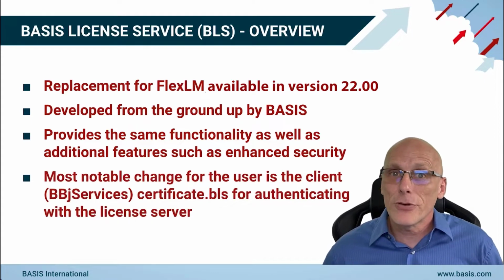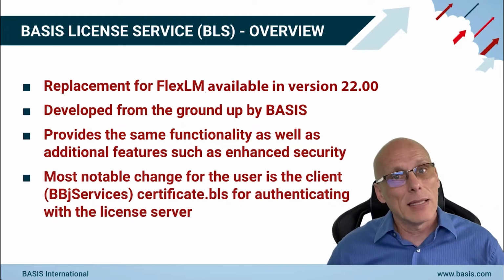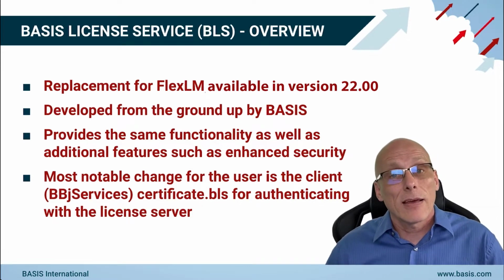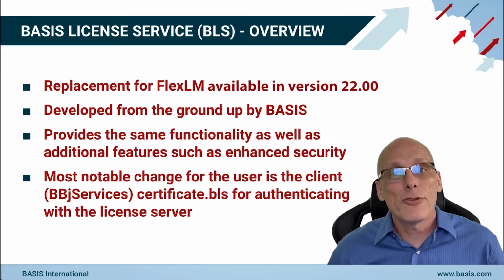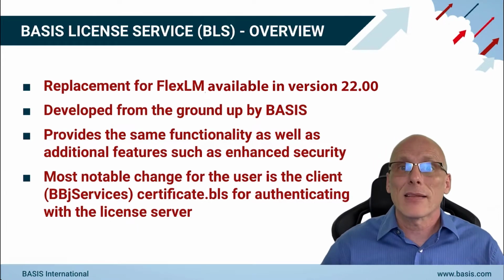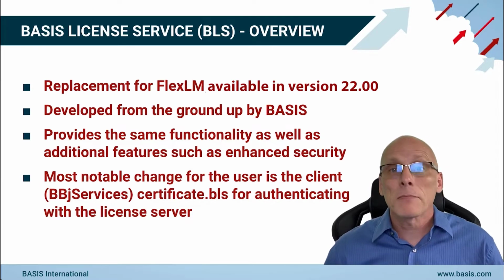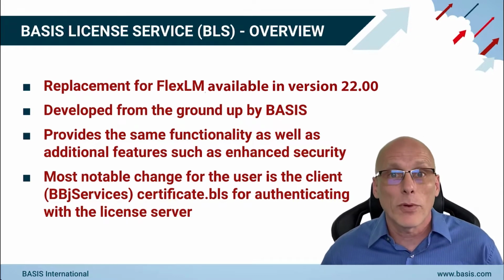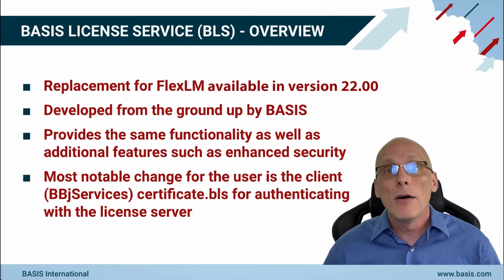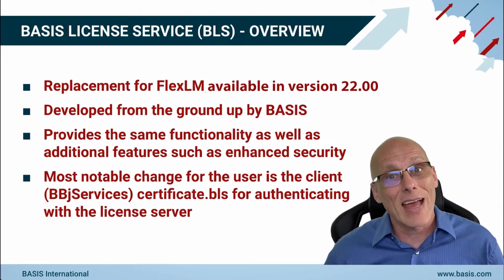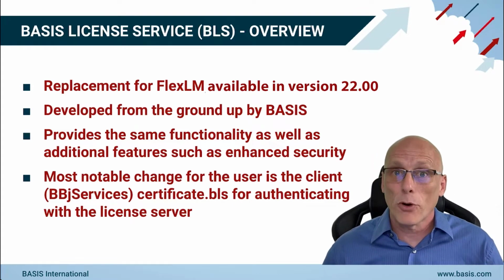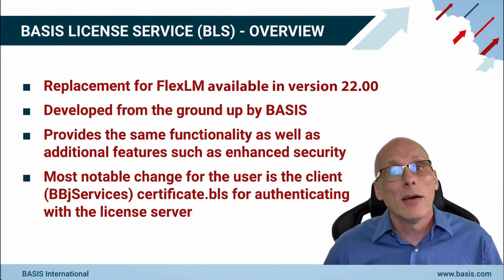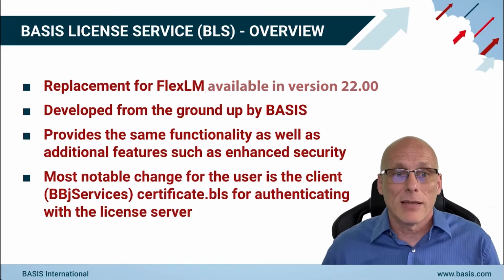The most notable change for the user when looking at the BLS versus the FlexLM BLM is that the client, that would be BBjServices, BBjServices being the client that's connecting to the Basis License Service, is going to be using a certificate.bls file for authenticating with the license server. This means that you can't simply point any old BBjServices at a license server. It has to have this appropriate certificate file available in order to make that connection. And so this is a significant improvement over FlexLM.